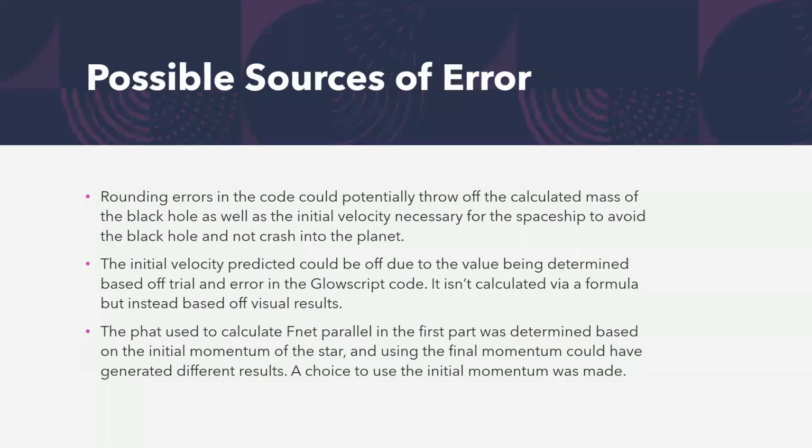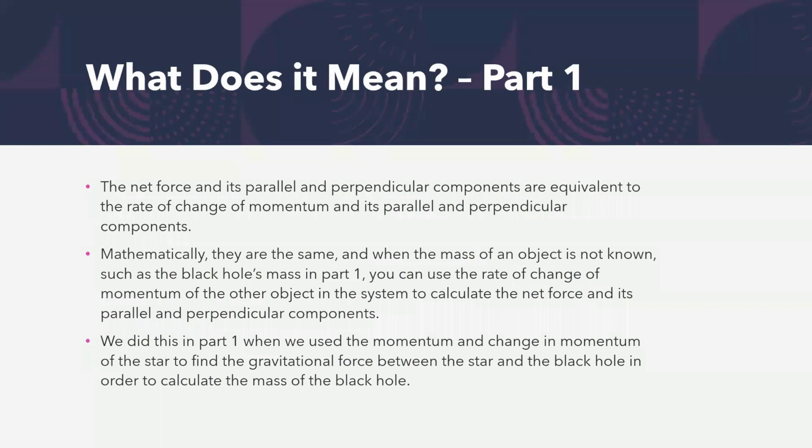Some possible sources of error are rounding errors in the code, which could potentially throw off the calculated mass of the black hole, as well as the initial velocity necessary for the spaceship to avoid the black hole and not crash into the planet. The initial velocity predicted could be off due to the value being determined by trial and error. And p-hat used to calculate F net parallel in the first part was determined based on the initial momentum of the star.